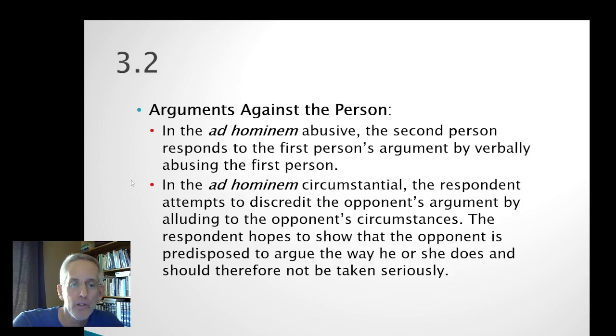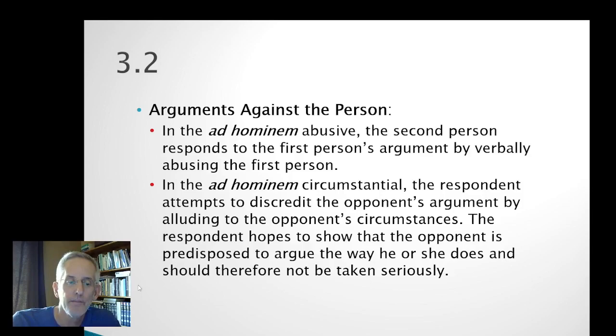Now there's another version, the ad hominem circumstantial, which is similar but clearly different. In this case, the respondent attempts to discredit the opponent's argument by alluding to the opponent's circumstances, their surrounding life circumstances or the events in their life and so on. The respondent hopes to show that the opponent is predisposed to argue the way he or she does and should therefore not be taken seriously.